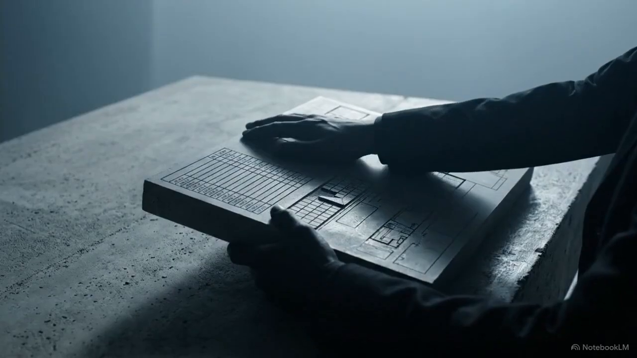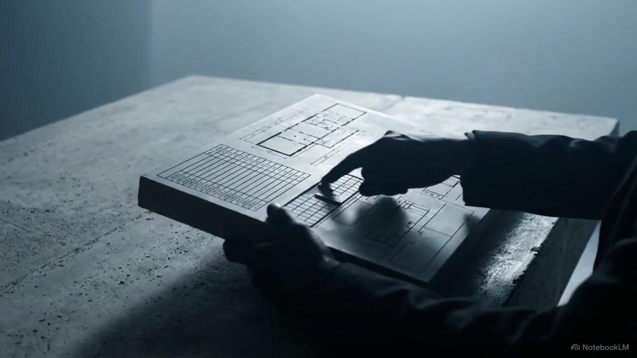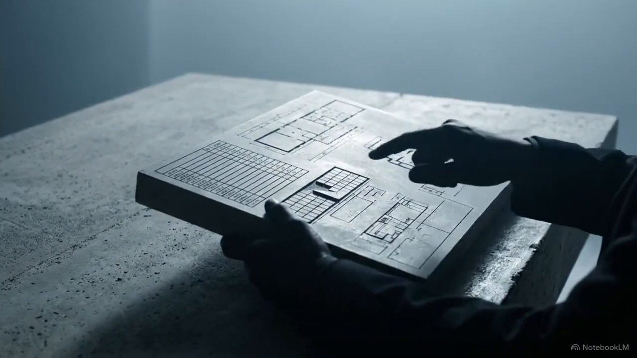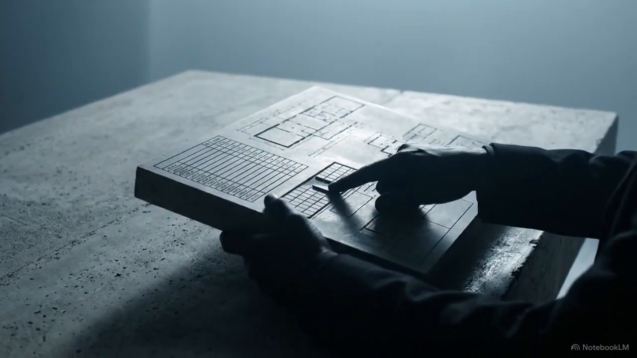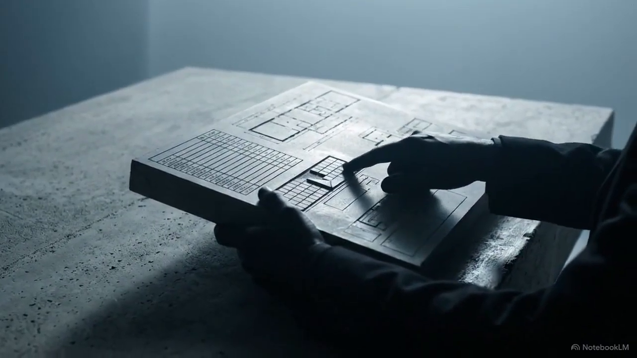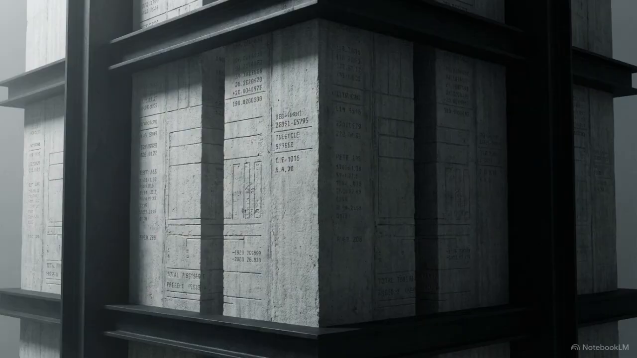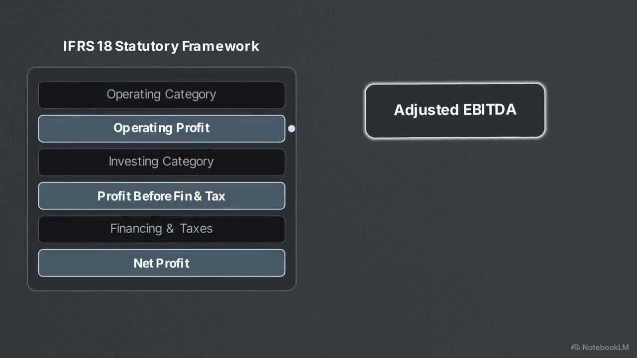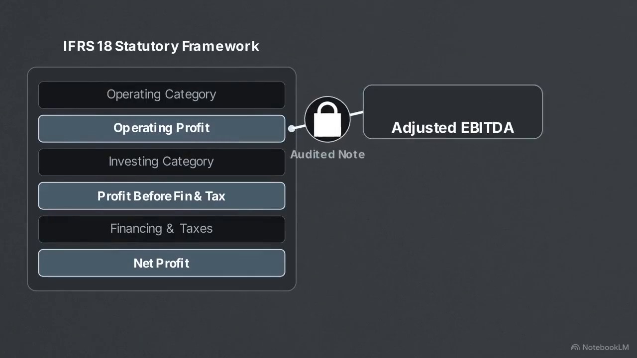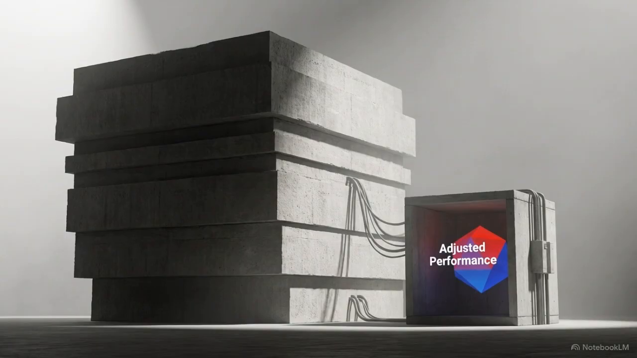Earnings management through display is not entirely eradicated. Executives still exercise judgment in defining their main business activities and assessing materiality. While judgment remains part of the equation, the space available to manipulate user perception is drastically narrowed. By locking down the subtotals and tethering non-GAAP narratives to audited reconciliations, management's view of performance is no longer the main event. It must now stand strictly adjacent to the unyielding IFRS framework.